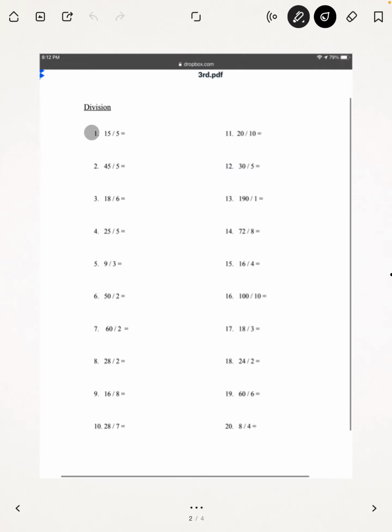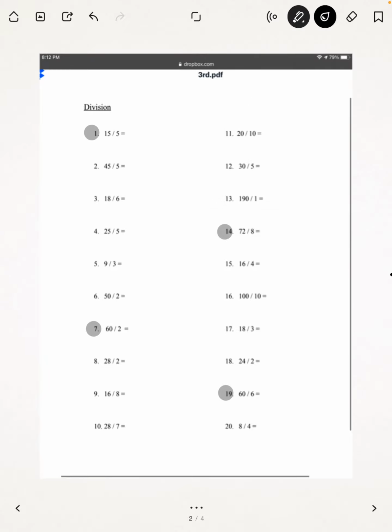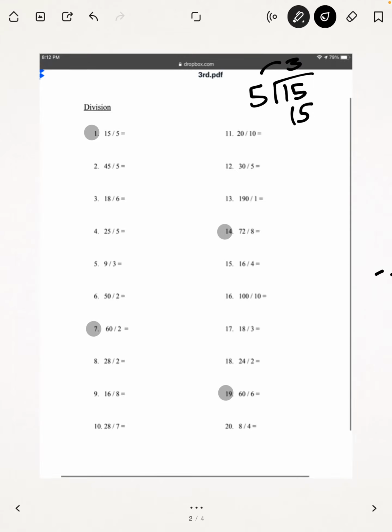Division. Okay, 15 divided by 5, so that would be 5 divided by 15. 5 can't go into 1, so 5 goes into 15 3 times. Multiply these two numbers, which equals 5 times 3 is 15. We subtract. 15 minus 15 is 0. If you get 0 on the bottom, that means this top answer is your answer. So 15 divided by 5 is 3. Or you can also check by doing 5 times 3, which equals 15.